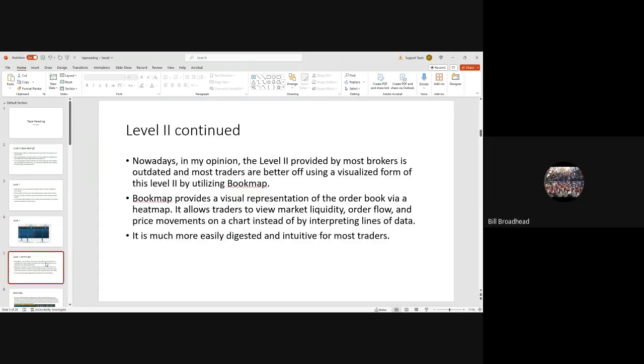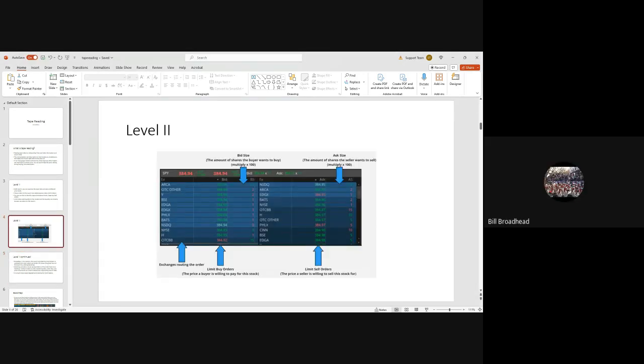I had one quick question. Does this show you all the orders, like dealer market makers? No, it doesn't, and we're going to go over that in a second. There are hidden orders that you won't see on here. This is just what's sitting on the book, and there are orders that can come from behind the book. These are not all the active orders.